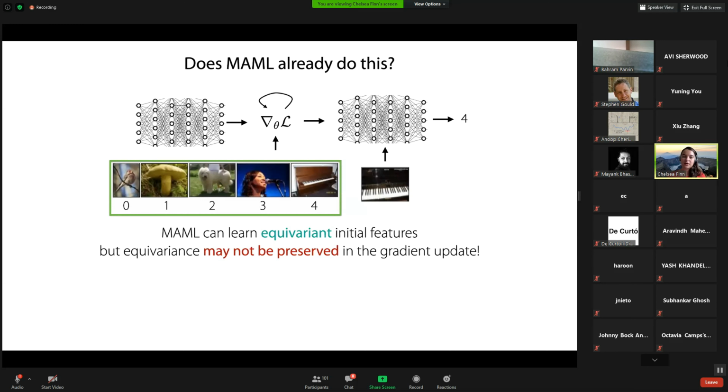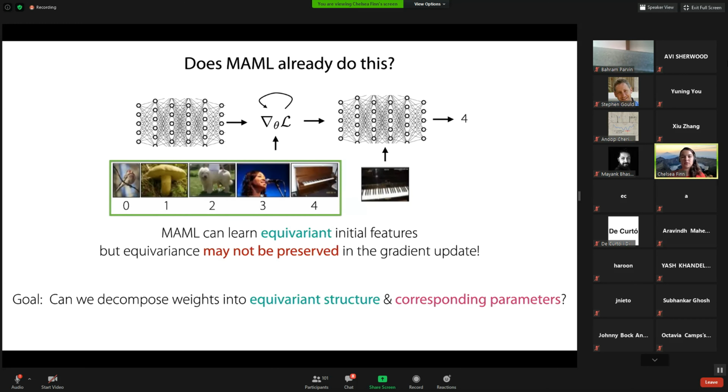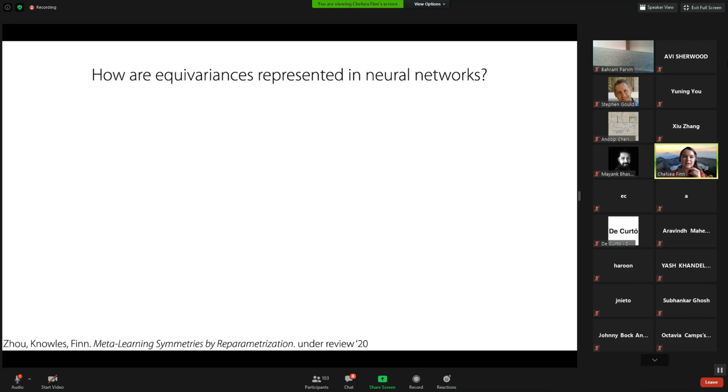And so what we're going to try to do here is see if we can essentially decompose the weights of the neural network into a particular equivariant structure that preserves things like translational equivariance or rotational equivariance and so forth, and decompose that from the underlying parameters of that network. Essentially, if we could do this, we can update only the parameters in the inner loop and retain the equivariance across the update step. Okay, so this may be a little bit abstract and vague, but hopefully it'll get more clear as I go on.